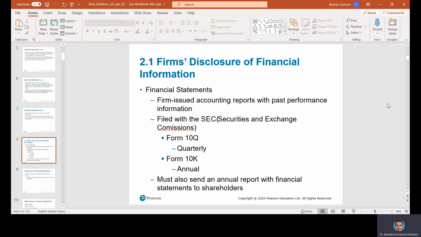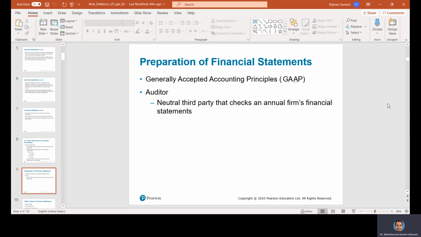The reason that we need to have the financial information and financial statements is to make sure that everything is proper, everything is recorded, in order to protect the investor's rights. Preparation of financial statements: generally accepted accounting principles, GAAP. It means that we need to follow the GAAP standards.